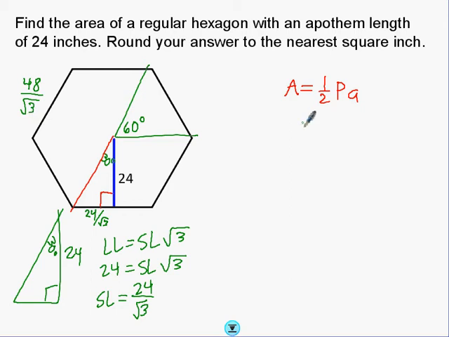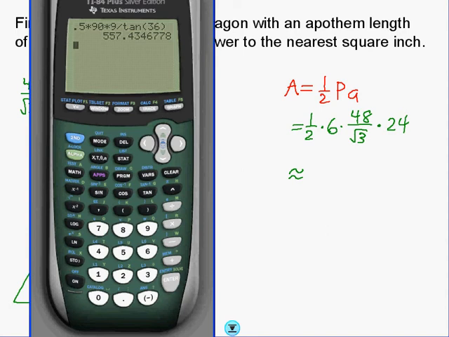So let's go ahead and plug all this in. The area is 1/2 the perimeter. The perimeter, we said, is 6 times 48 over the square root of 3, times the apothem, which they told us is 24. So you'll notice in this case, because I had a special triangle, I didn't have to use trig. Let's pull our calculator back up and plug all this in.